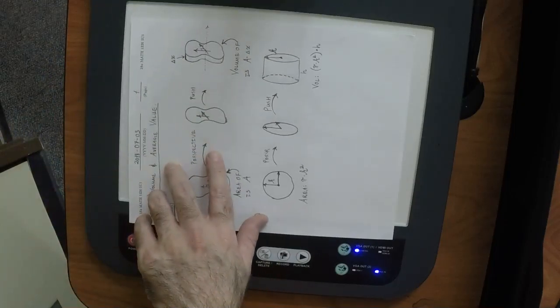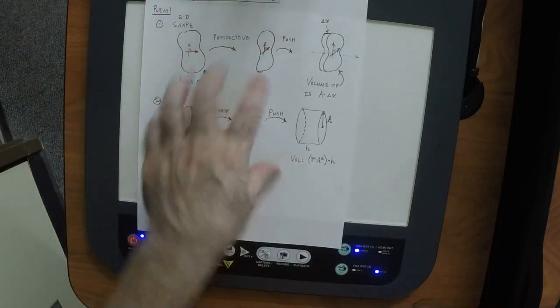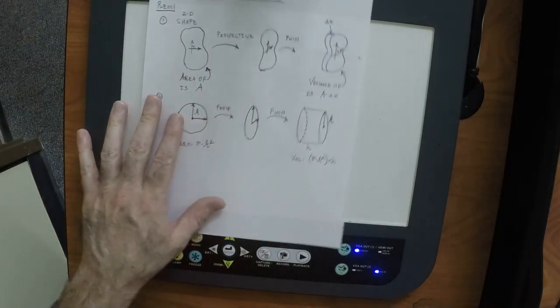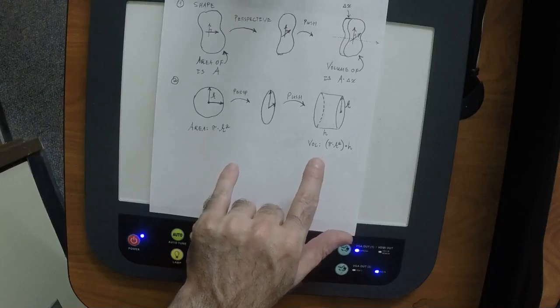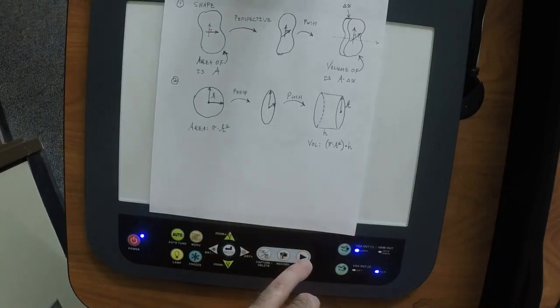And of course, normally we're looking at cylinders like that. But all day we're going to be looking at them like this. Any question about this? Yeah? Today?